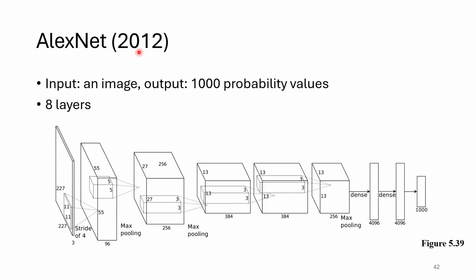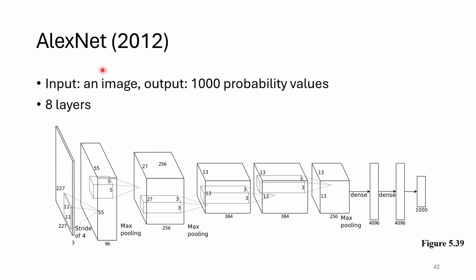And in 2012, it means there is a gap of 16 years. And in 2012, the ImageNet challenge is already there. And why is it called AlexNet?